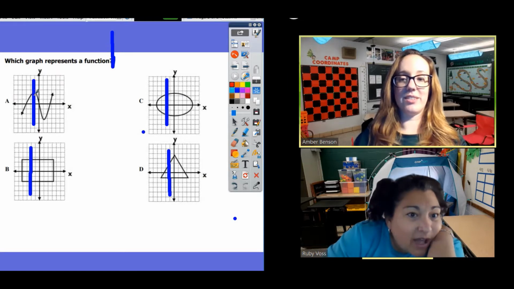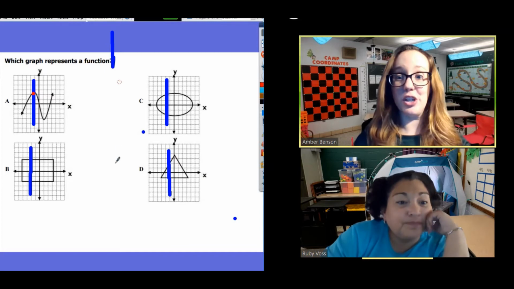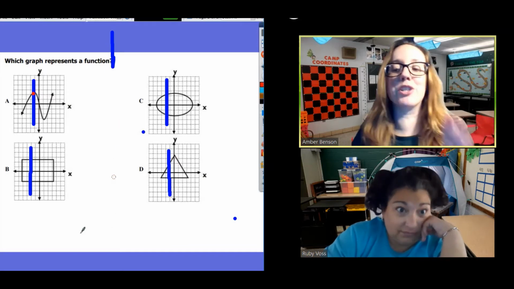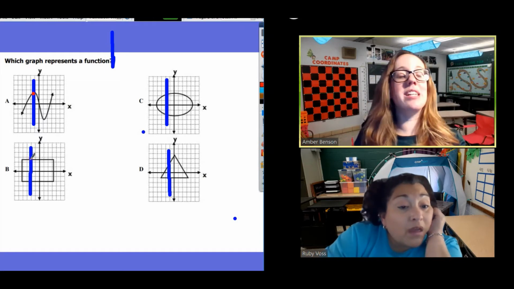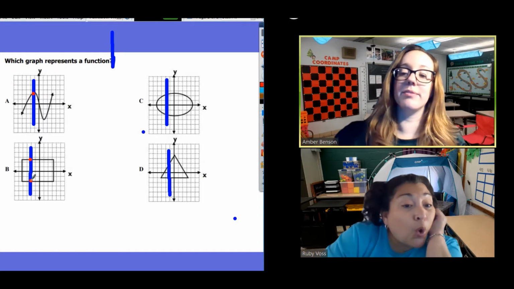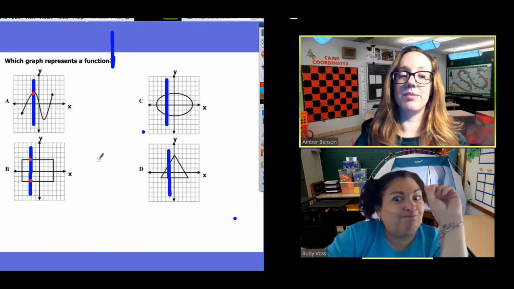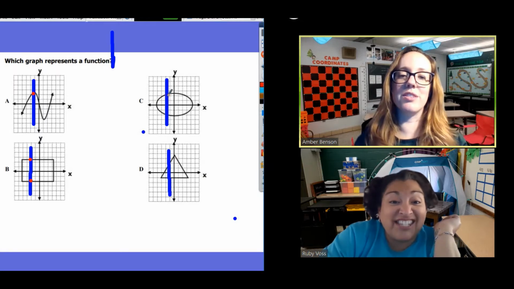Let me see. I'm going to put a red dot there. It touched it one time. That's a good sign. That means it's a function, but let's make sure Ms. Benson didn't mess up this question. How many times did your vertical line touch the graph on choice B? It touched it twice. That means it is not a function. How about C?